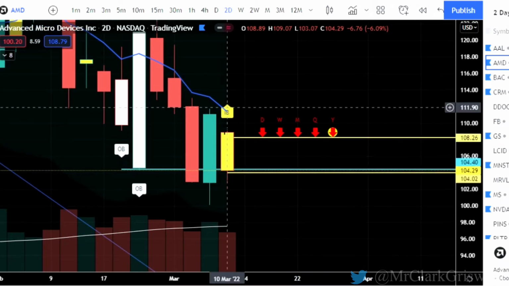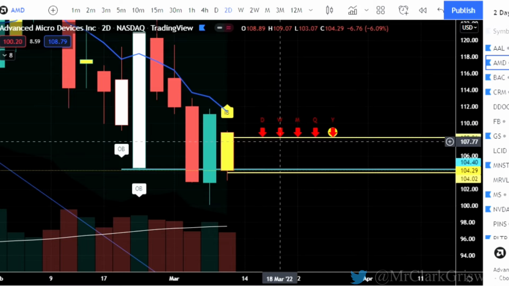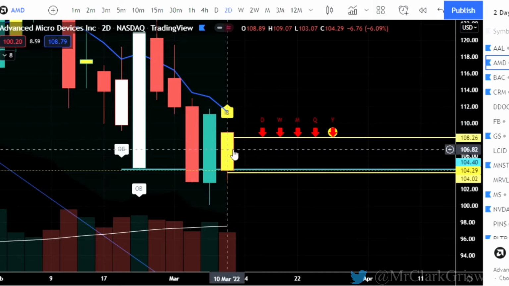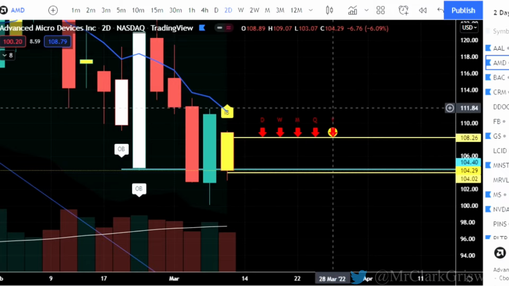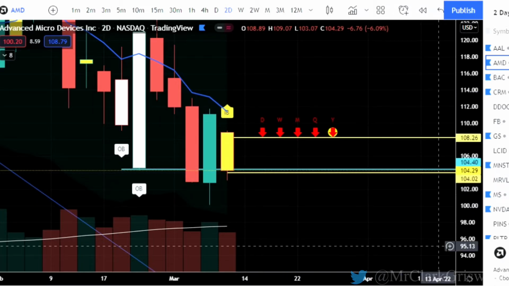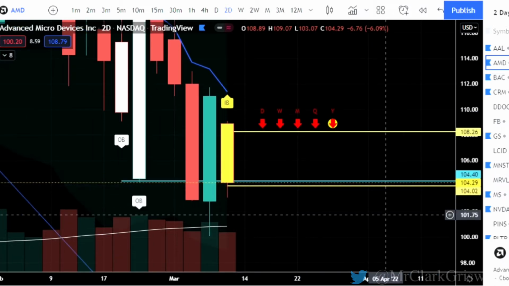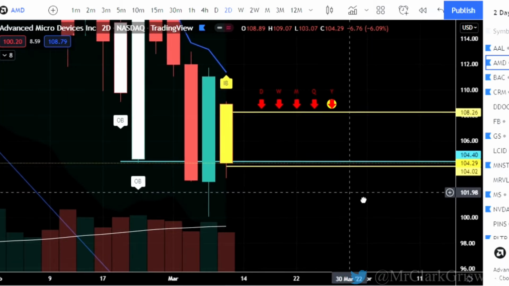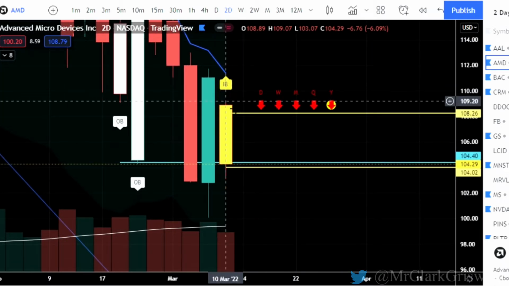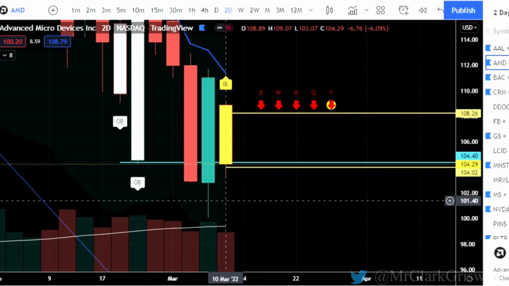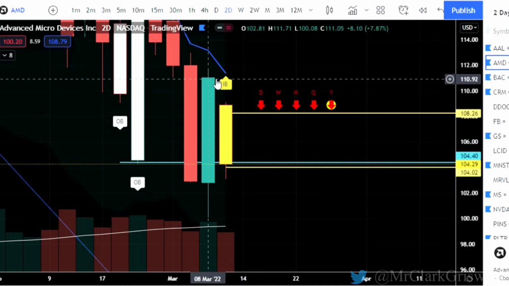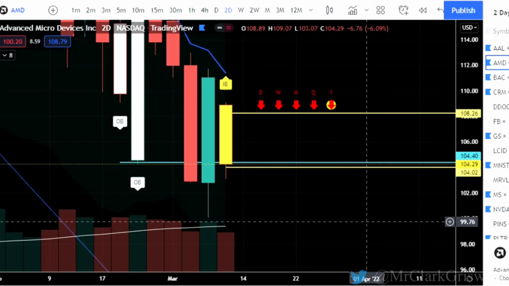I like to see the hourly, the daily, and possibly the weekly all the same color if I'm taking a trade, and everything else is just a bonus. It just gives us a higher probability of which way the trade is going to run. Okay, so on this one, again, our triggers are the highs and the lows of the inside bar candle. Targets are the tops and the bottoms of the preceding wicks.